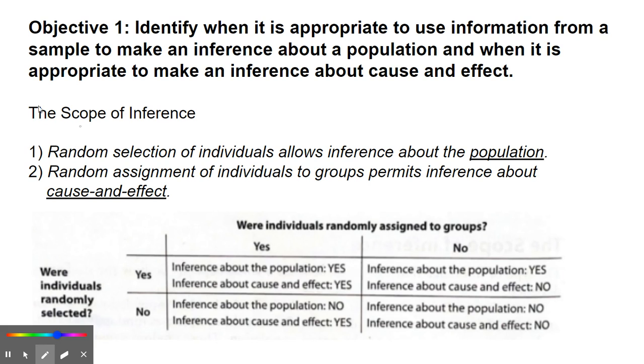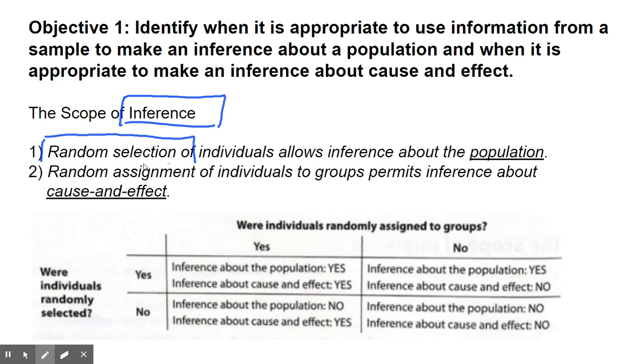So the scope of inference, right? Scope of inference. And again, I got to emphasize that word inference because that's what we're going to do the later half of this class. So notice these 2 points. Number one, random selection, which means random sample, right? Random selection of individuals allows inference about the population. If you have a random sample from the population, you can make inferences about the population, right?